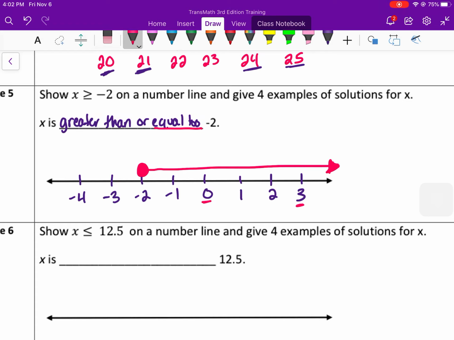Negative 4 is actually less than negative 2. Negative 4 is less than negative 2 because if you think about temperature, negative 4 is colder than negative 2. That might be a good way to remember it. So we go to the right for greater than, and it's a closed circle this time, filled in, because negative 2 is a solution. So for solutions, I could say x could be equal to negative 2 this time, or 0, or 3, or 15, or 1,000,000. All of those values would be greater than negative 2.